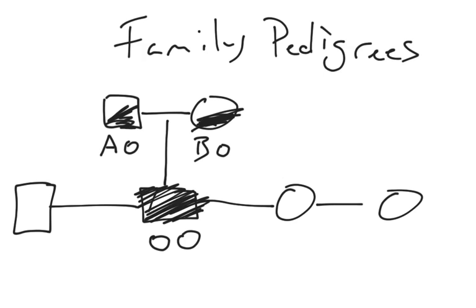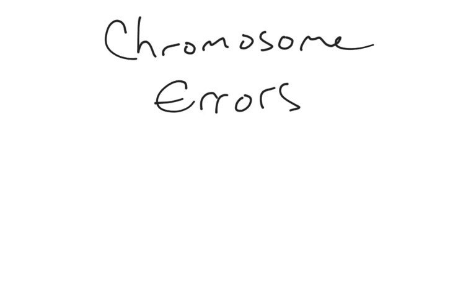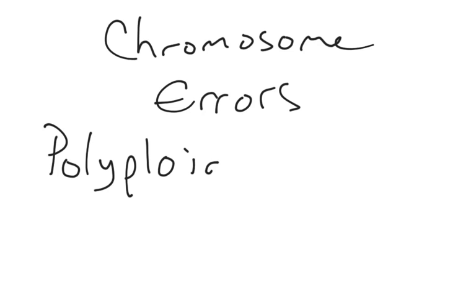Next, we're going to look at some chromosome errors, or inheritance errors. When our body is creating sperm or egg, and when we're going through fertilization, you can get errors within the chromosomes. One example is what's called polyploidy. Polyploidy means you have more than two sets of chromosomes.